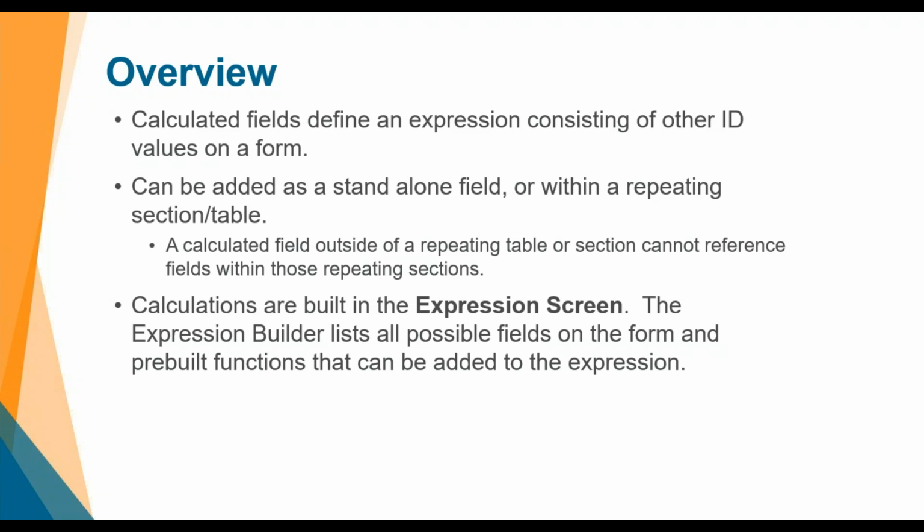Calculated fields are automatically configured as read-only fields. They cannot be changed to other control types and cannot be linked to keyword types. These calculated fields can be added as a standalone field or within a repeating section. A standalone calculated field may reference any other standalone field on the form. It may not reference any fields contained inside repeating sections or tables.